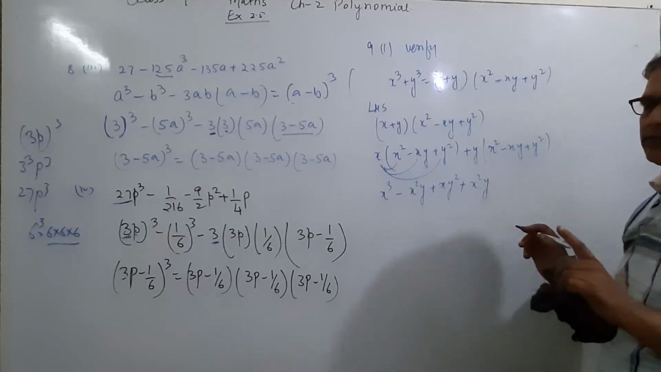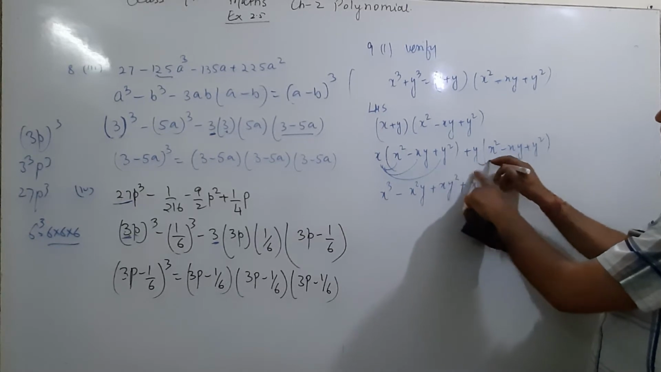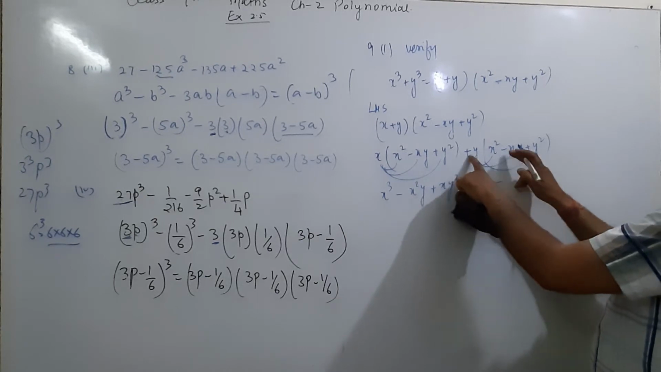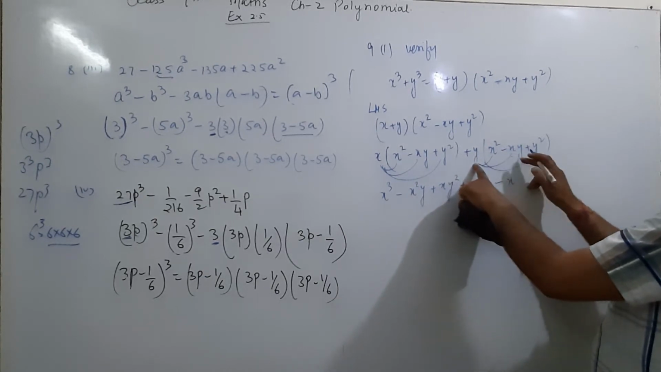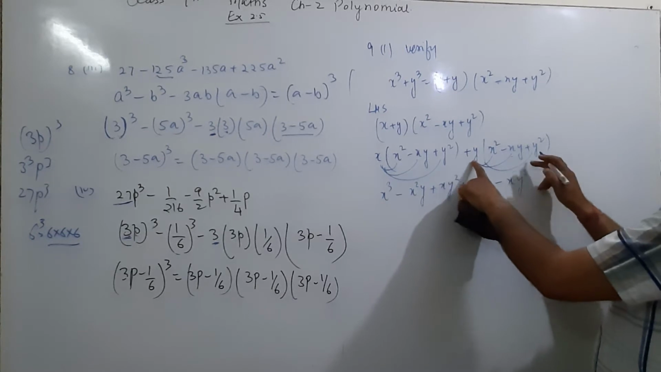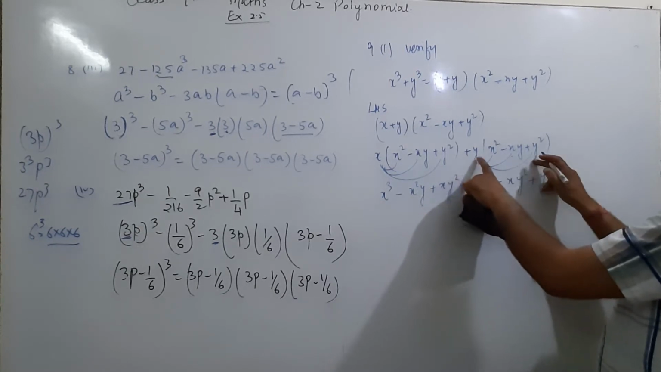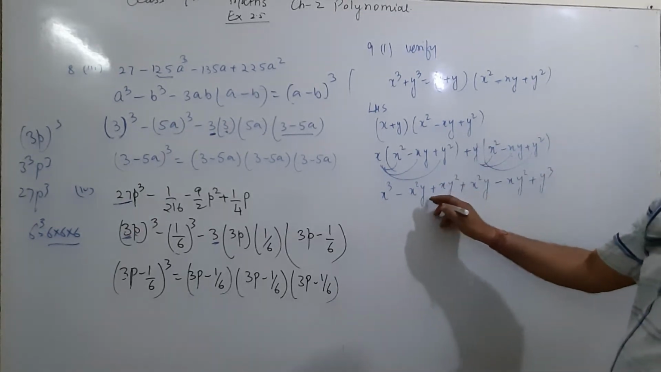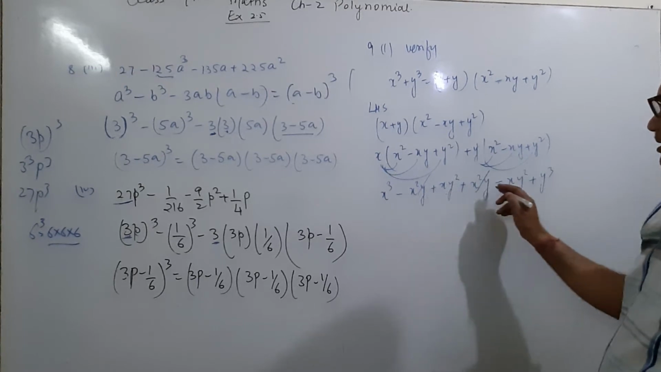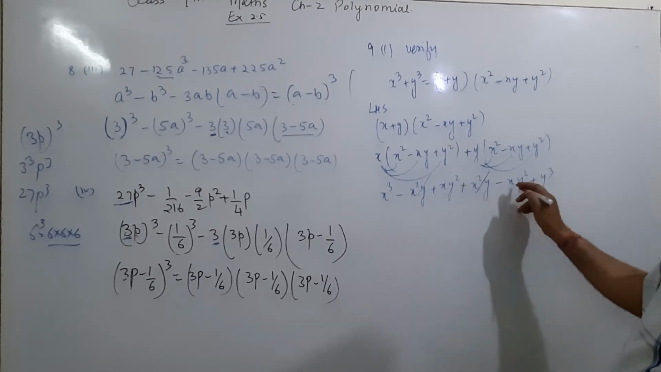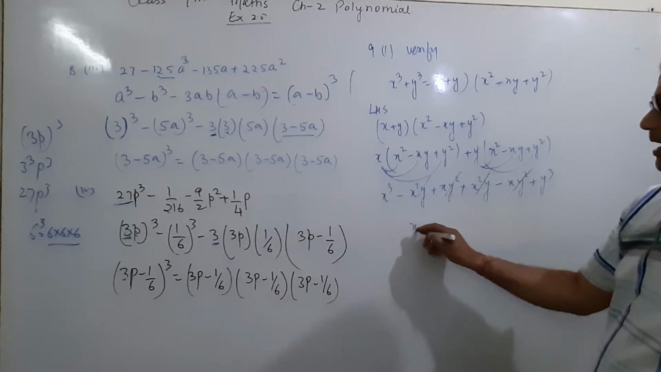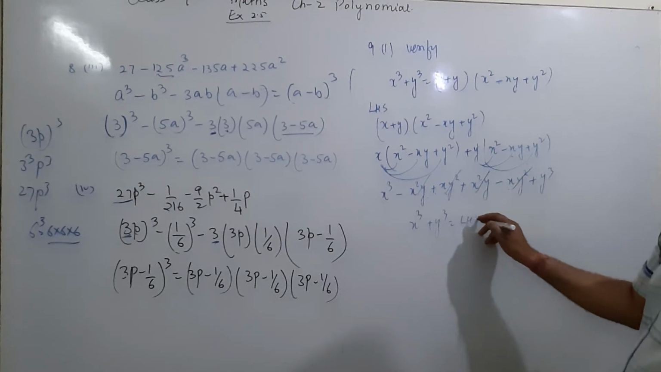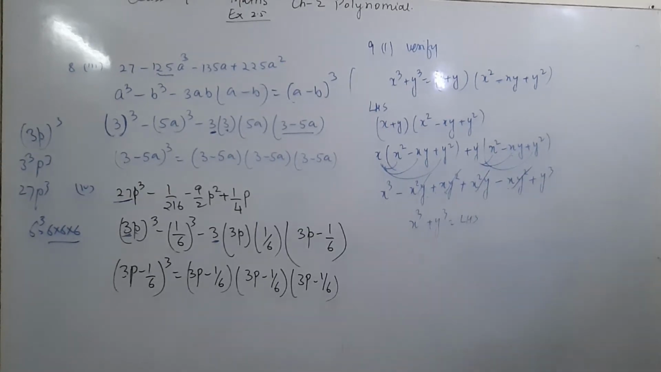First we will write x, then y multiplied by this one: y multiplied by minus xy gives minus xy square, and y square into y gives y cube. Now x square y minus x square y will cancel. Minus xy square and plus xy square will cancel. What is left? x cube plus y cube, which is equal to the LHS. One method we can solve this way.